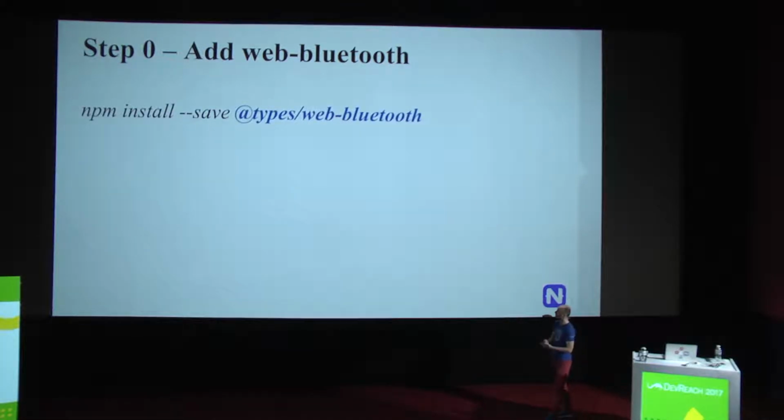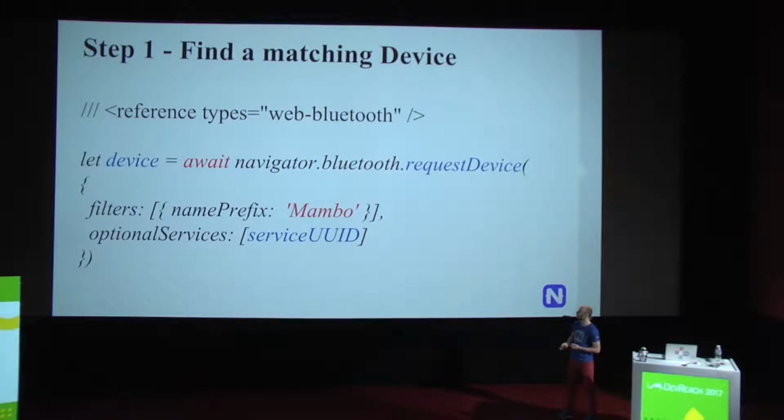So let's go step by step. First, to install, just npm install. To search for devices, we just call request device. And usually you can provide various filters or services. So for example, in filters, you would say, I want to only look for devices with a name that begins with something, right?